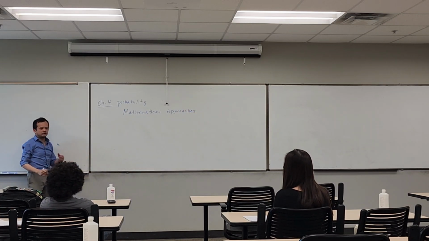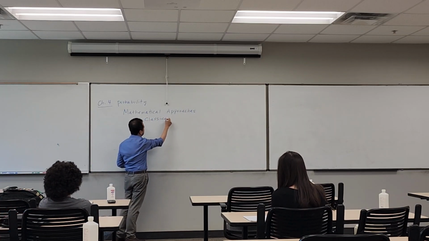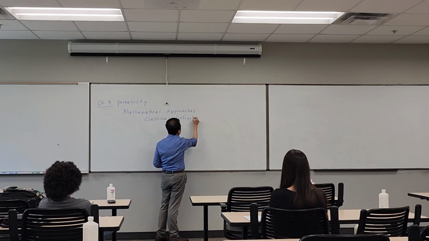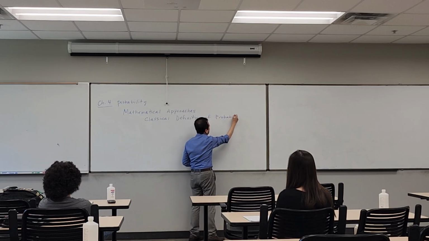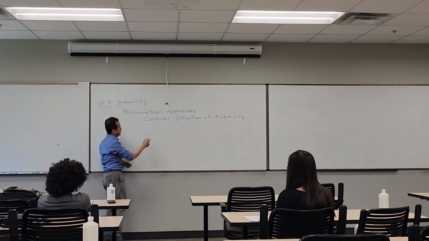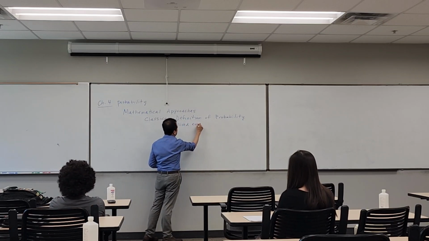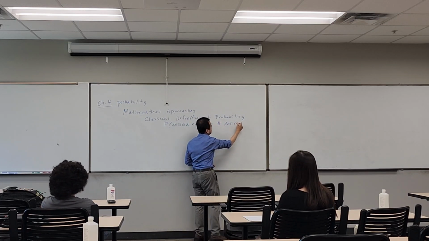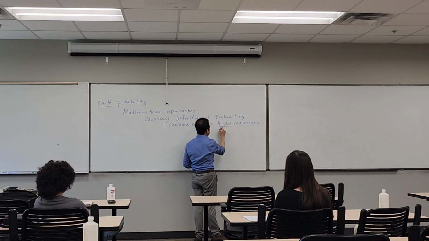One mathematical approach we've talked about so far is the classical definition of probability, which says that the probability of a desired event is the number of desired events divided by the number of total events.